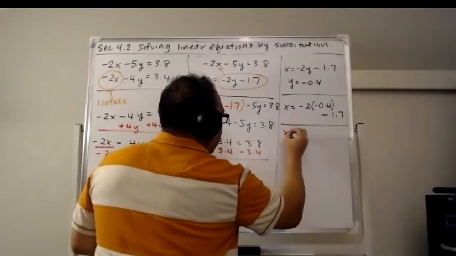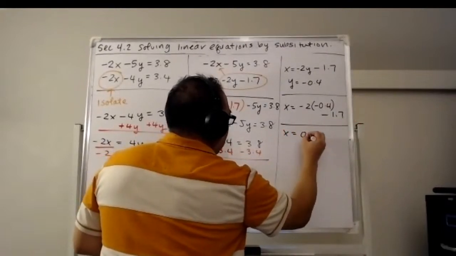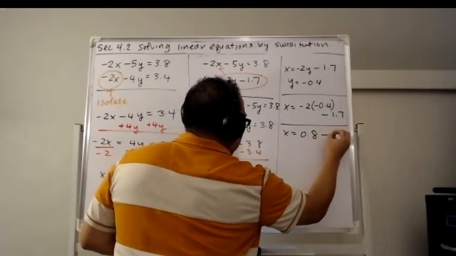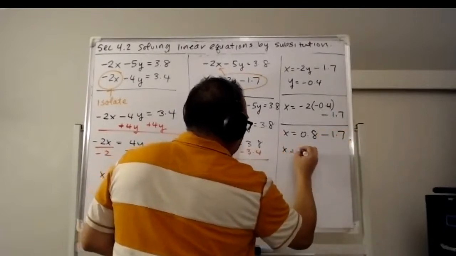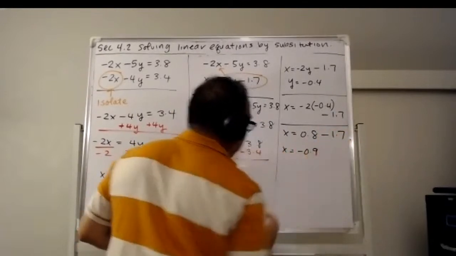So then you get x is equal to 0.8 minus 1.7. And then we're done.